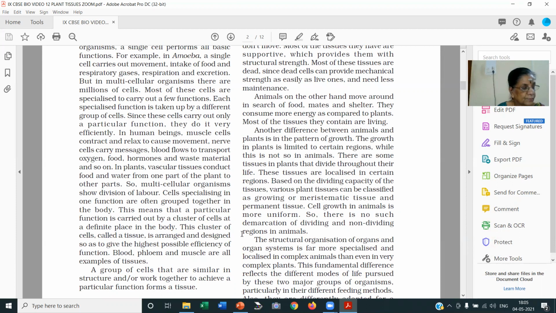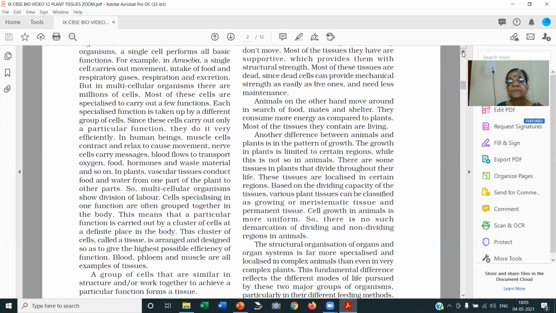Now the definition: a group of cells that are similar in structure and work together to achieve a particular function forms a tissue. Definition for tissue. Very clear? Have you marked everything? First unicellular, human being example, plants vascular tissue example, and then the definition for tissue. I hope you are doing it.